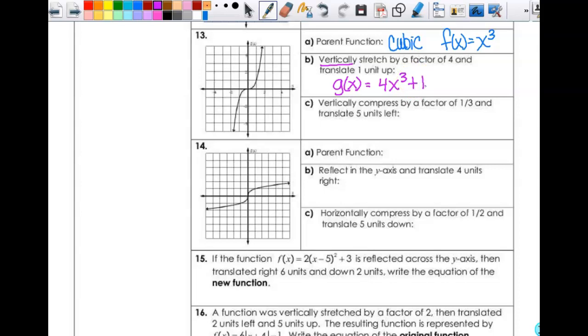All right. So then C, we're going to call this one h of x. And we're not changing this one. We're changing the original one again. You're going to vertically compress it by a factor of 1/3 and translate it 5 units left. Write down what you think that would look like, and if you're wrong, it's fine. Just kind of dump it out of your brain onto the paper, then I'll walk you through it, and we'll talk about it.